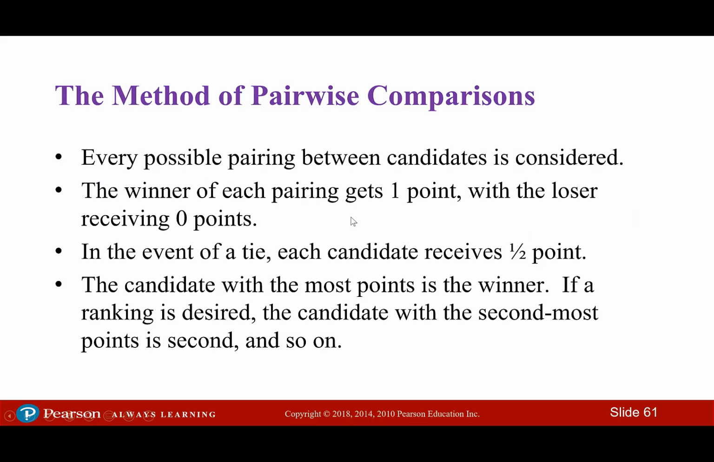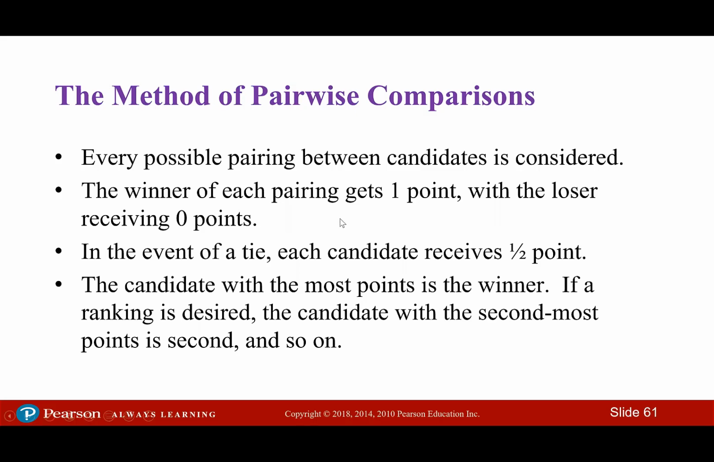So here's where the math begins, because you have to figure out every single possible pairing between the candidates, and then you have to consider who's going to win. Winner of each pair gets 1 point. The loser receives 0 points. In the event of a tie, they get half points. And at the end, after you compare every single person to every other person, the person with the most points wins. So let's try one.